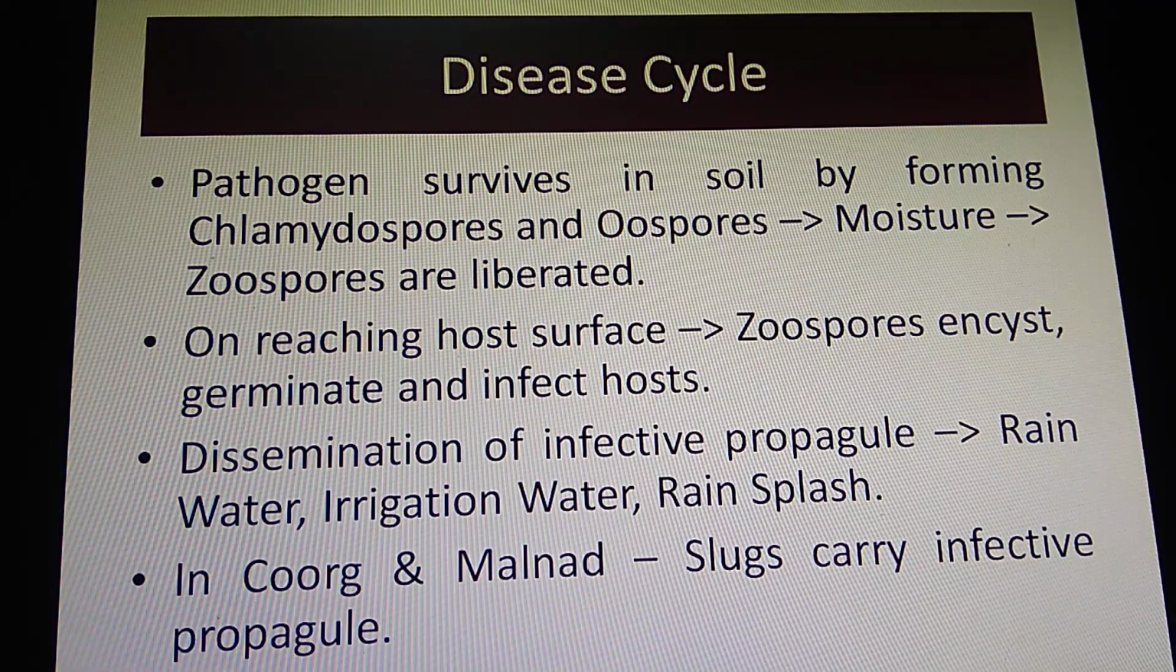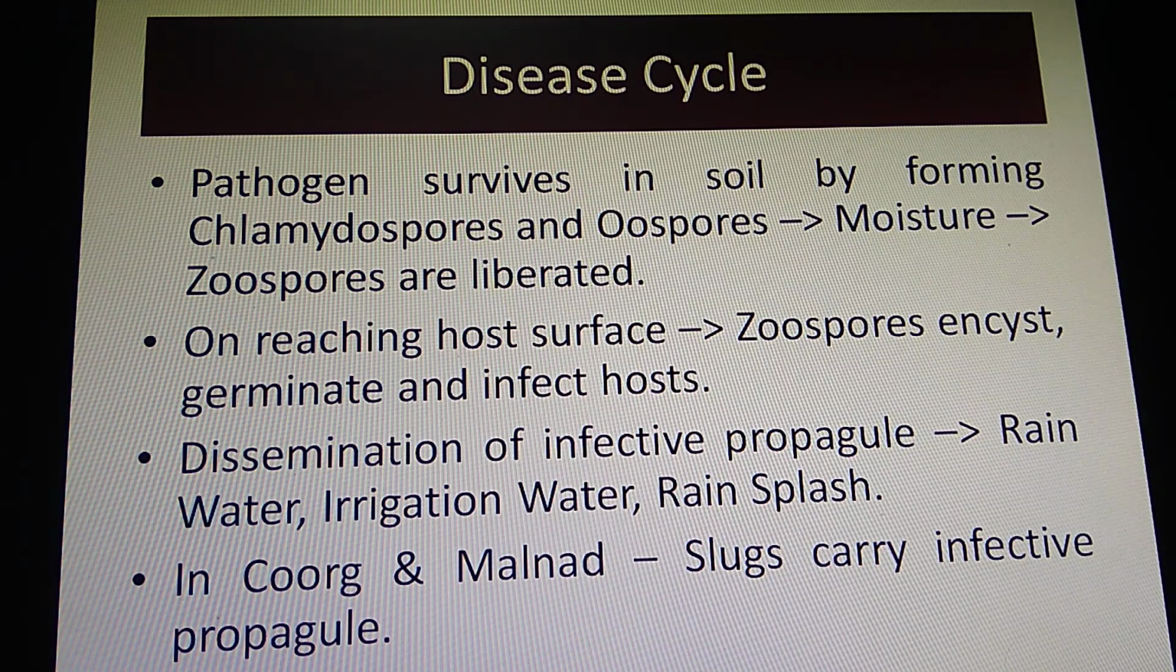This is the disease cycle. The pathogen survives in soil by forming chlamydospores and oospores. If moisture is available, zoospores will be liberated and they will infect the host. When they reach the host surface, they will encyst, germinate, and cause infection.